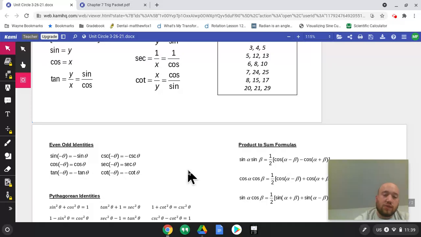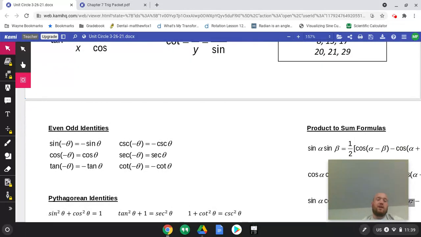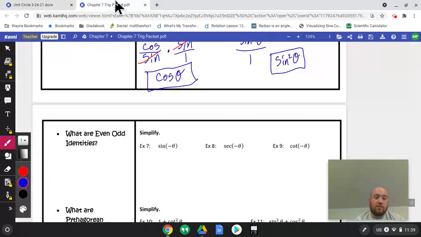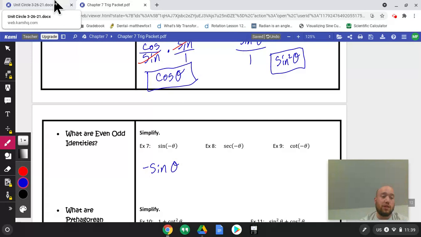So here's our rules. If you don't have your orange sheet handy, you might want to take a screenshot of this. So pause it, take a screenshot, that's fine. But let's talk here now. So sine of negative theta, as we just showed, is negative sine of theta. And if you don't have these memorized, that's fine. I don't expect them to be memorized, but I expect you to be able to find this on the back of your orange sheet.